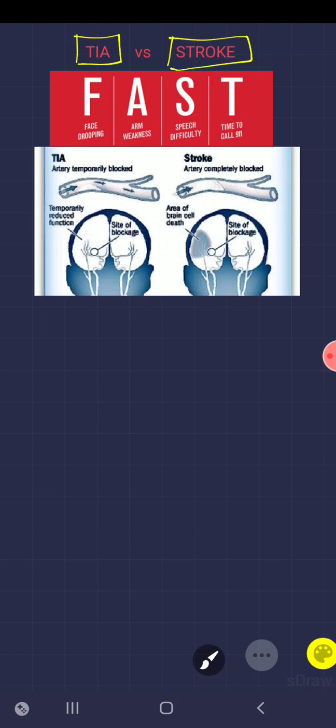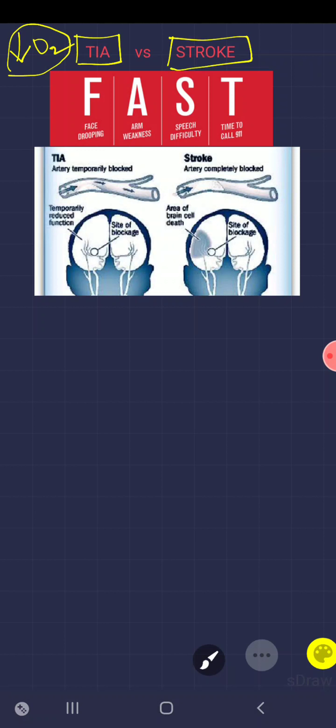So, transient ischemic attack, TIA. The I stands for ischemia. Ischemia means less oxygen supply, so compromised blood supply leading to less oxygen supply to the brain. It's transient. T stands for transient, so this is for a limited period of time.